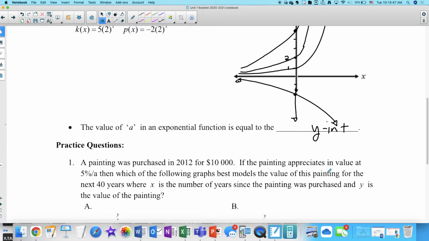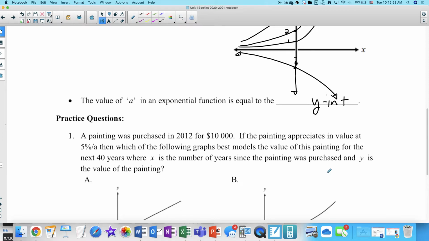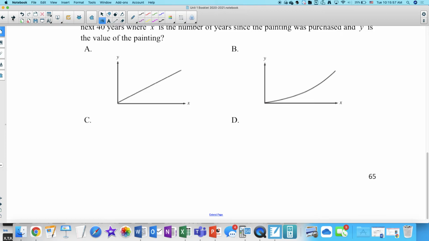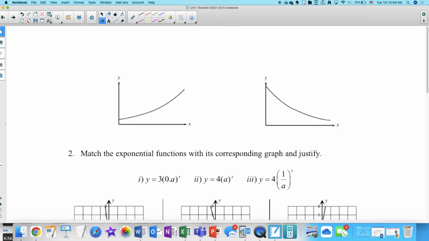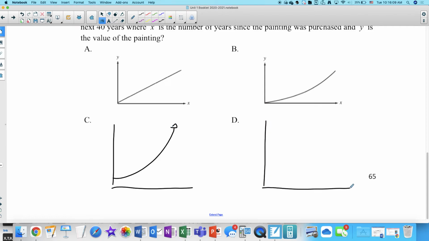Questions so far? All right. So, oh, this got cut off. You know what? I'm going to do this. Okay. So C and D look like this. D is like this, right? I think.